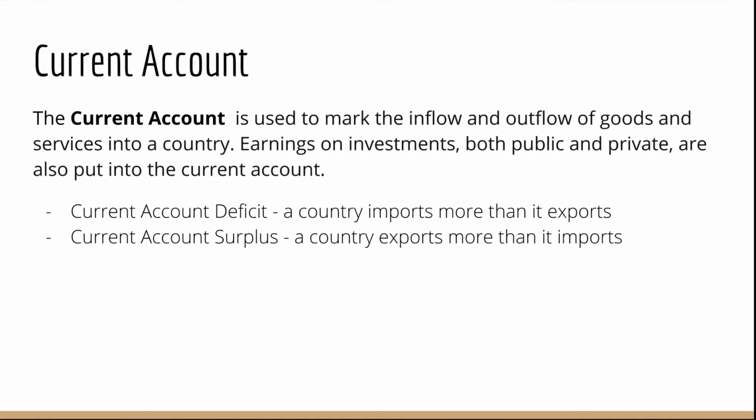Starting off with the current account, it is used to mark the inflow and outflow of goods and services into a country. Earnings on investments, both public and private, are also put into the current account. So the BOT, or balance of trade, is typically the biggest bulk of a country's balance of payments, as it makes up the total imports and exports. If a country has a balance of trade deficit, it imports more than it exports, and if it has a balance of trade surplus, it exports more than it imports.